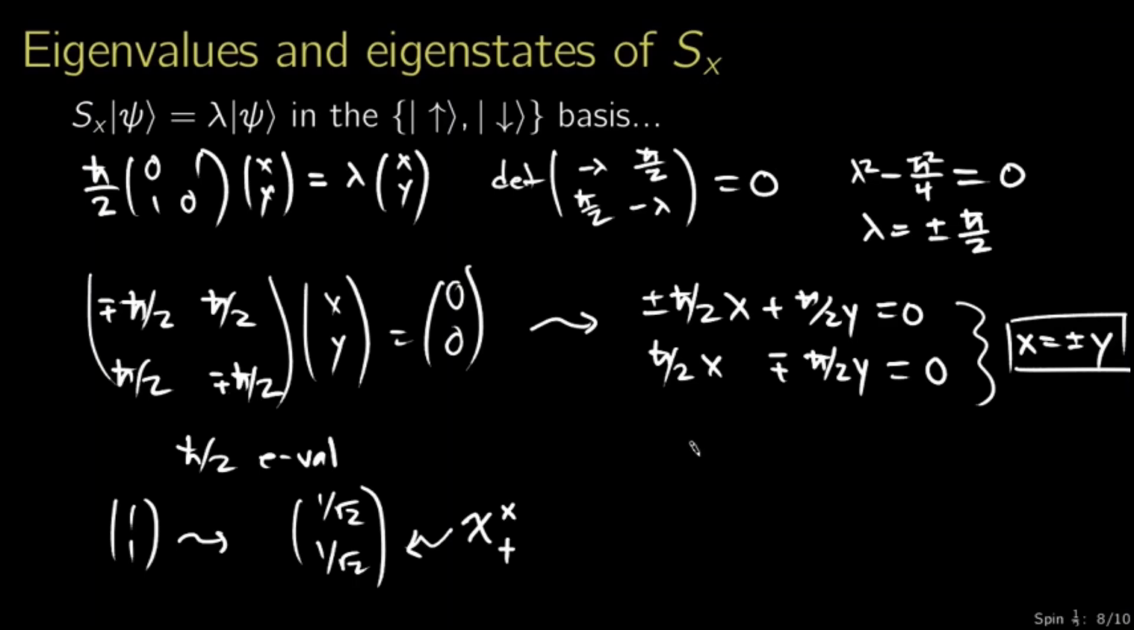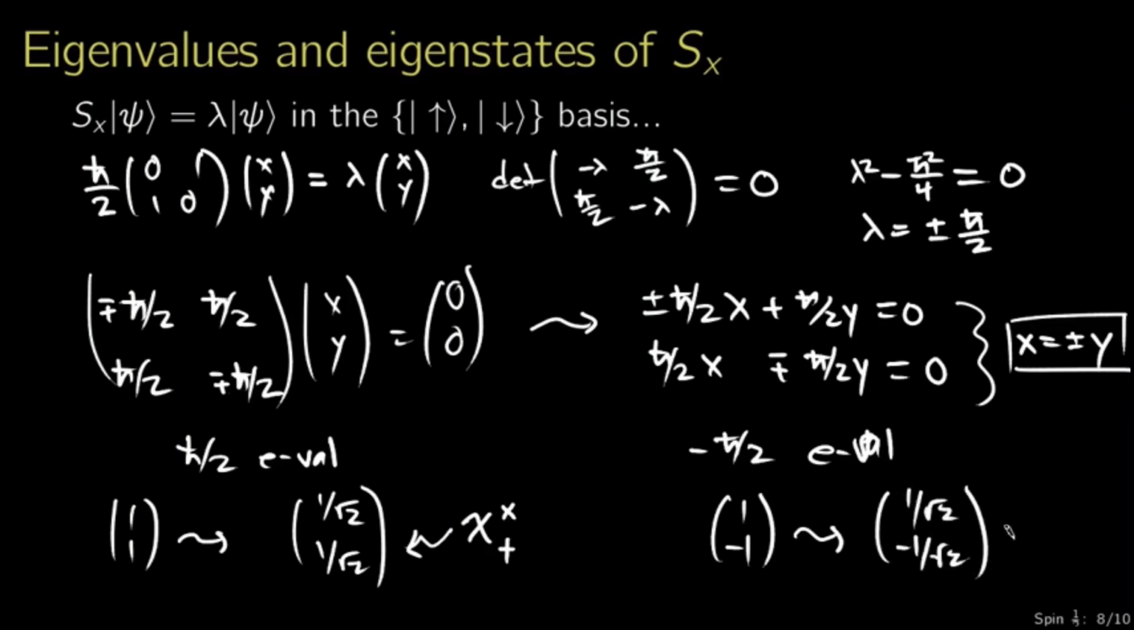eigenvalue. If we're working with the minus h bar over 2 eigenvalue, we're going to get the opposite signs here. So if I said 1, minus 1, well, I'm going to get something very similar when I normalize it: 1 over root 2, minus 1 over root 2. And Griffiths calls this chi minus with the superscript x.